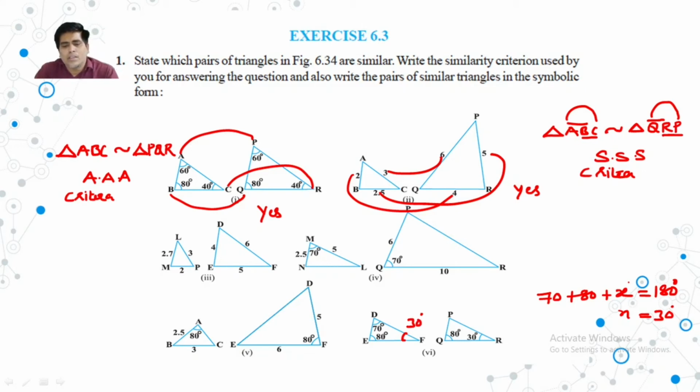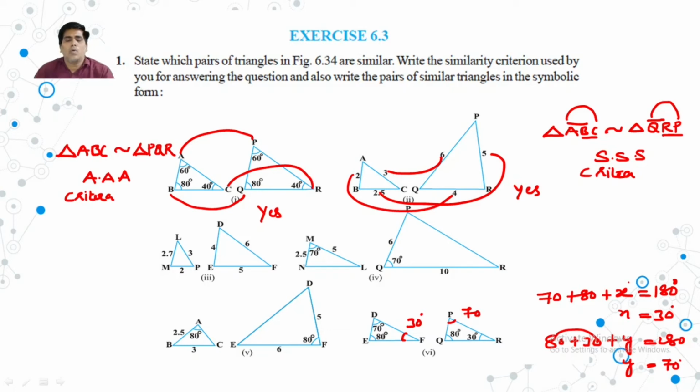Similarly, in the second triangle, PQR, he has given two angles, 80 and 30. So I will find out the third angle. 80 plus 30 plus something, which I will take as Y, is equal to 180. So what is that Y? Y is equal to 180 minus 110, clearly 70 degrees. The missing angle is 70 degrees.